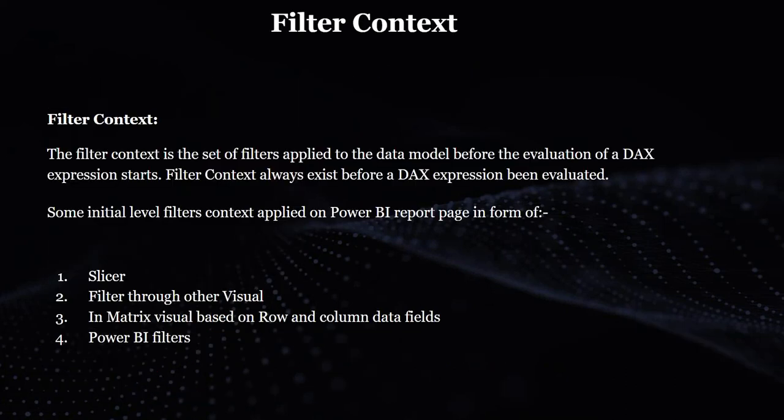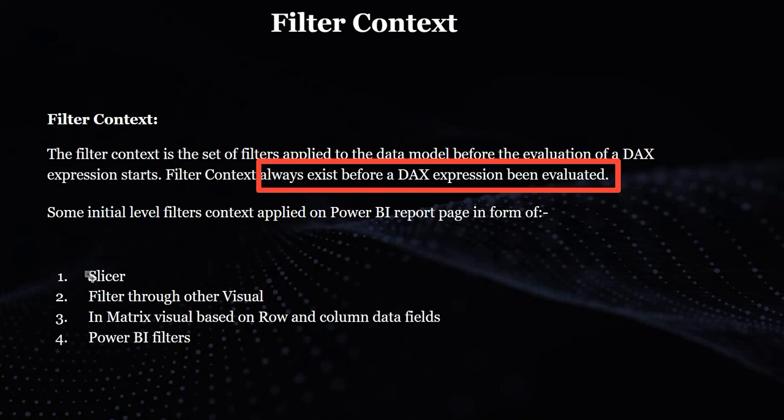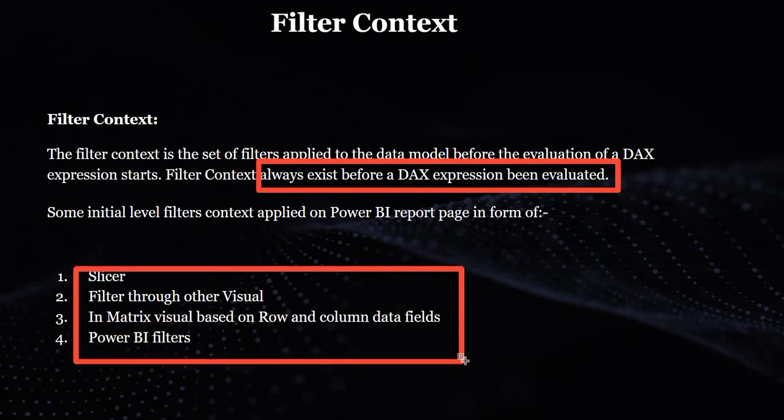A filter context is a set of filters that is applied to the data model before the evaluation of a DAX expression. Remember, before the evaluation of a DAX expression. So it always exists before a DAX expression is evaluated. Unlike row context, where you are doing row by row evaluation or iteration, we are not doing any filtering there. But here we talk about the filter context. So your DAX expression depends upon the filter that has been applied by the slicer, or filter through visual, in a matrix visual based on row and column data fields, or Power BI filters.